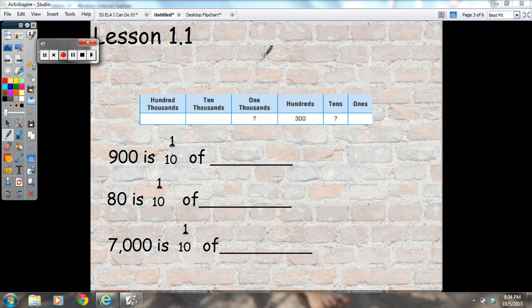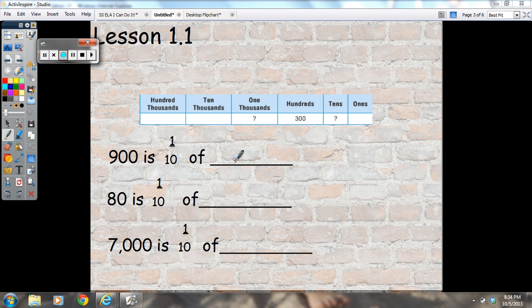Alright, now look carefully at these examples, because these examples are the opposite of the ones that we just practiced. The first example asks, 900 is 1/10 of what? So if this number, 900, is 1/10, a fraction of this number, we know that this number has to be larger than 900. Okay, and I have to figure out, what would this number be?